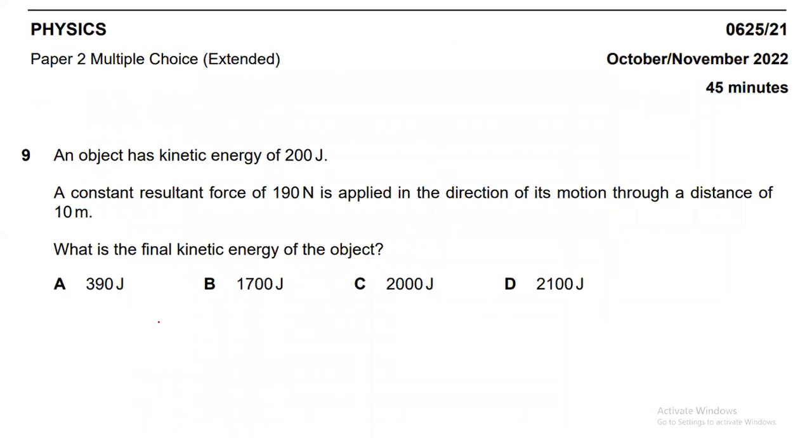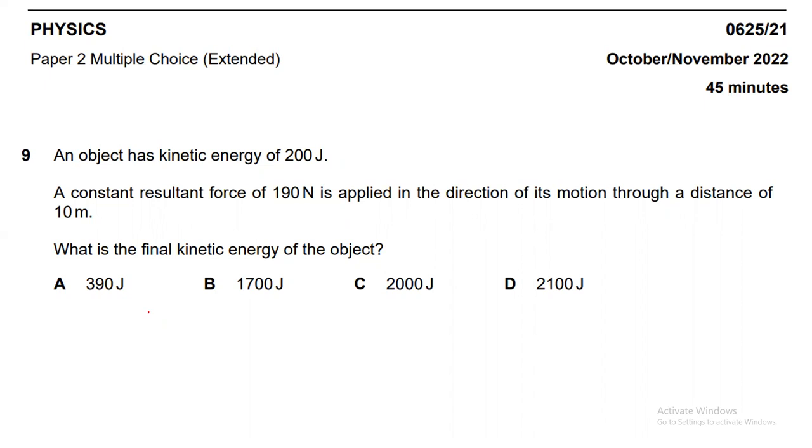Now we have October, November 2022 2-1 paper. Question number 9. An object has kinetic energy of 200 joules. A constant resultant force of 190 Newton is applied in the direction of its motion through a distance of 10 meters. What is the final kinetic energy of the object?